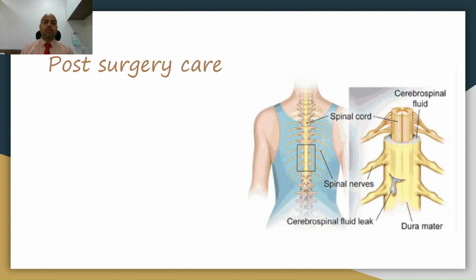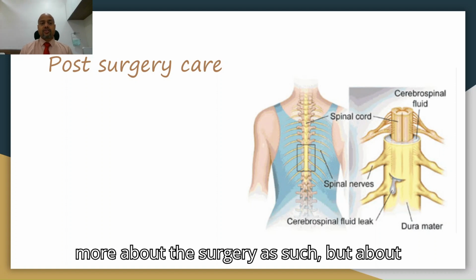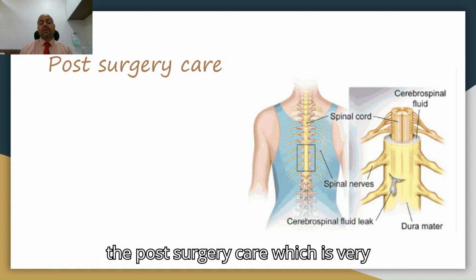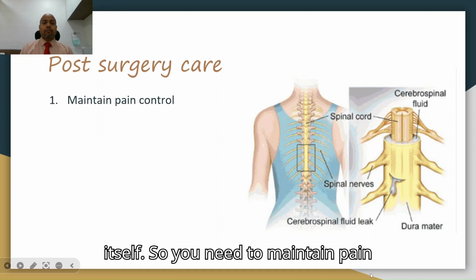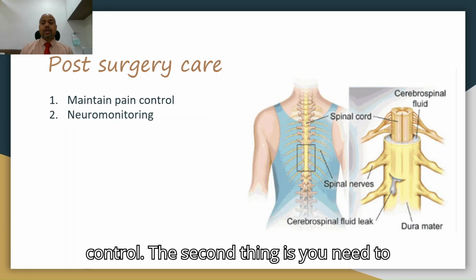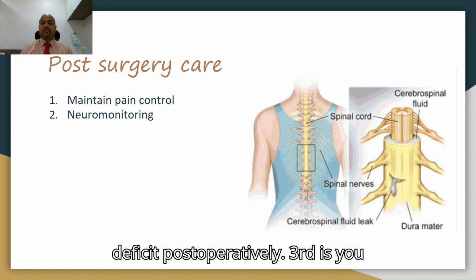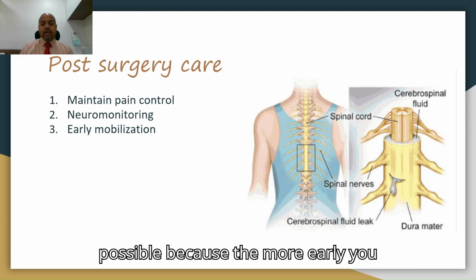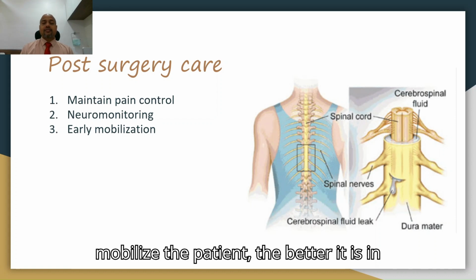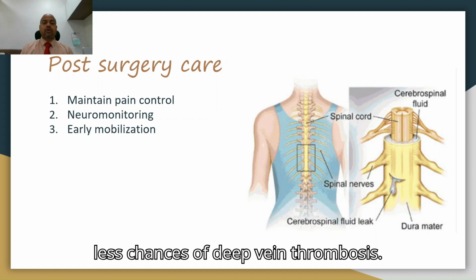Okay, going forwards, now I'm not going to discuss more about the surgery as such, but about the post surgery care, which is very important for doctors and for patients in itself. So you need to maintain pain control. The second thing is you need to see for neuromonitoring. That means you have to see if there is any neurological deficit post operatively. Third is you have to mobilize the patient as early as possible, because the earlier you mobilize the patient, the better it is in terms of their lung function, and you get less chances of deep vein thrombosis.